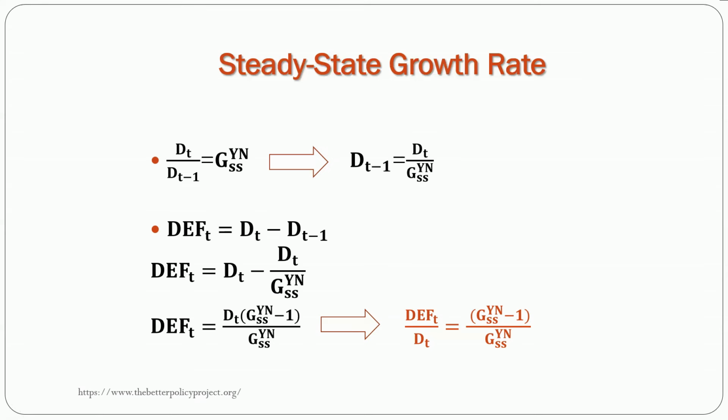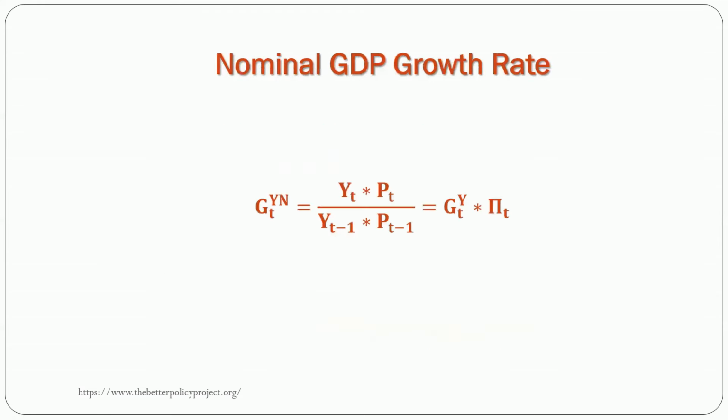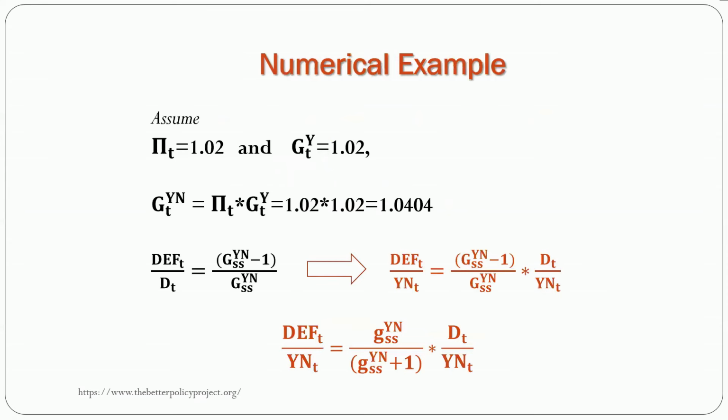So, for example, if nominal GDP grows at 4% annually and the debt to GDP ratio is equal to 100%, the deficit to GDP ratio required for sustainability would be approximately 4%.